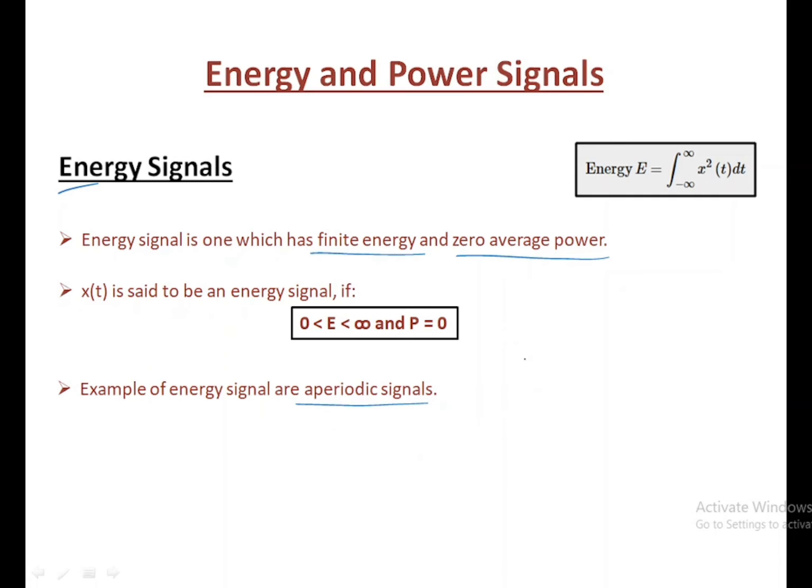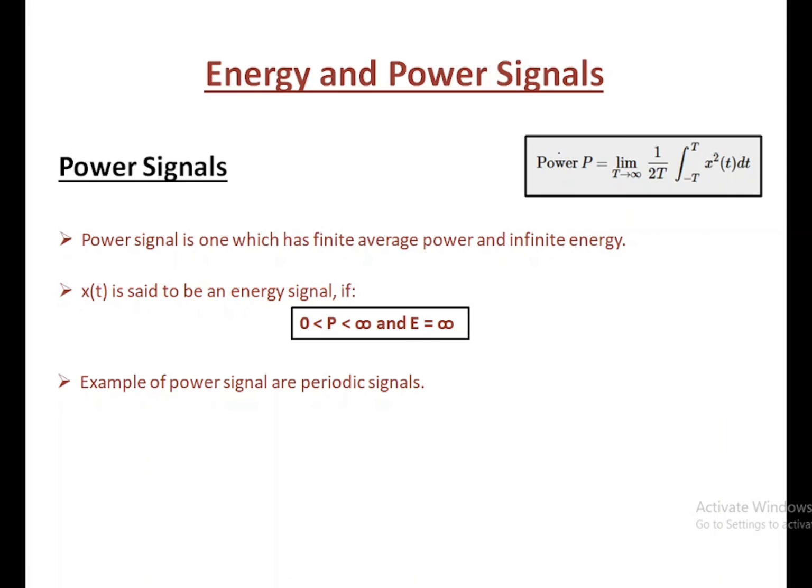Why are we saying this? Let us consider an aperiodic signal, say e to the power minus t. Can you see that this signal vanishes at some point of time? So if we try to calculate its energy, it will be finite because this signal is finite. A finite signal has finite energy, but when we calculate its power, it will be 0. So this type of signal is an energy signal.